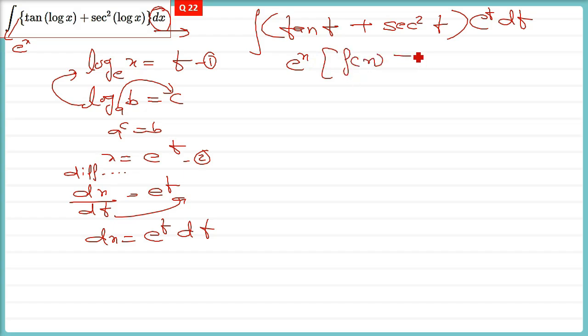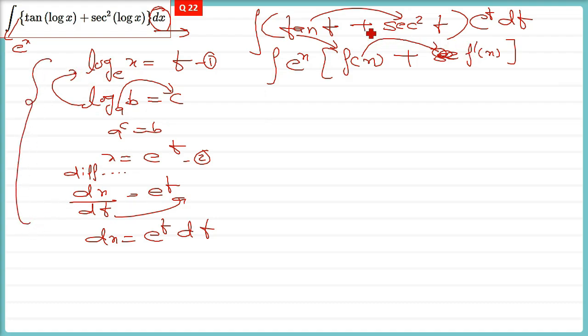Tan t is f(x) because the differentiation of tan t is sec square t. So you can write it as f dash x. So just write this as f dash x. f(x) plus f dash x. So all of this was done just to equate this tan t with sec square t. So we can write it as e raised x f(x) plus constant of integration. That can be your final answer.